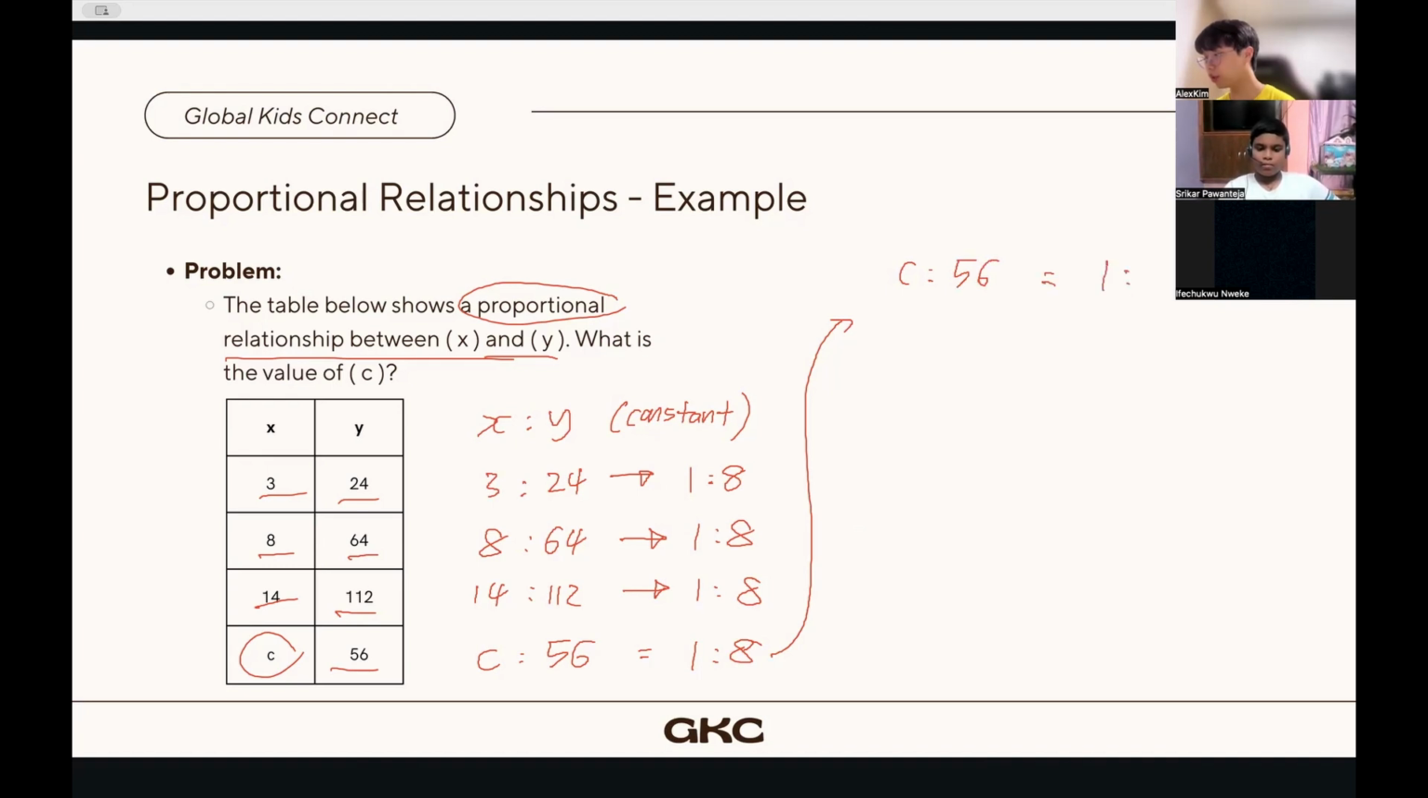So we have two ratios in this form. Like I previously said in our concept before, we can rewrite ratios as fractions as well. If we do that, then this equality of ratios will become c over 56 equals 1 over 8.